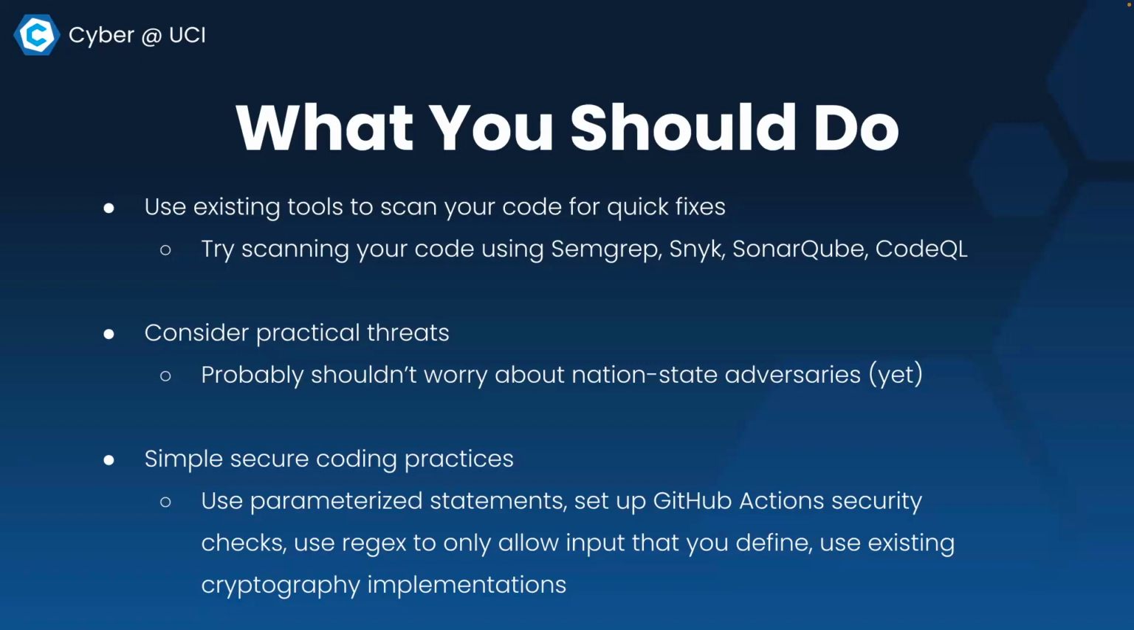And then going after some simple secure coding practices, some easy ones: setting up GitHub Actions. Those often have some pretty quick tutorials out there that you can follow step by step. You can use regex so that you only allow input that you define. So for example, not letting people use semicolons in your passwords. Maybe only let them use dollar signs or whatever other special characters you would allow.